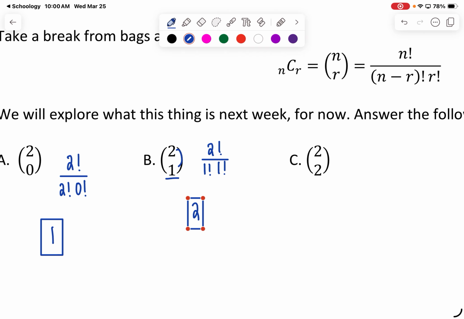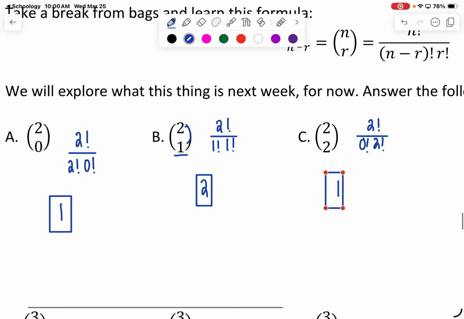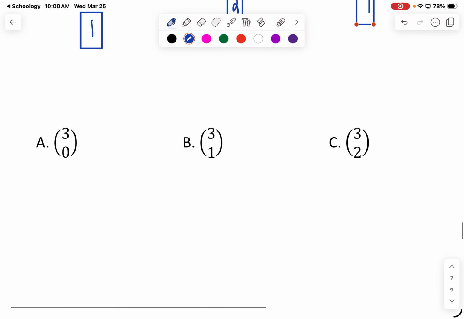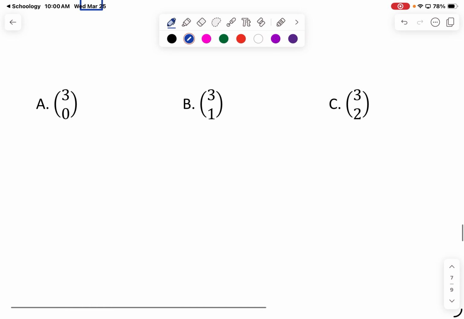And then 2 choose 2. So if I have 2 objects, how many different ways can I choose 2 of them? Just one way. So the answer to this is 1. But the math behind that, 2 factorial, 2 minus 2 is 0 factorial, and then just r is 2 factorial. That's 1 also. So if you look, these numbers should look familiar, 1, 2, 1, right? So I'll summarize this when we're done getting these.